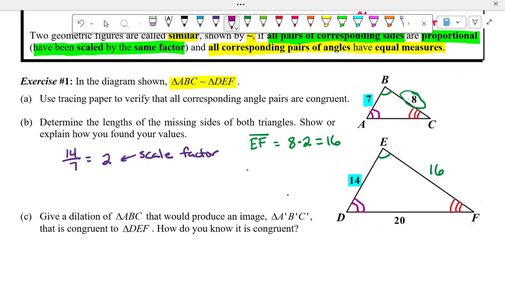How do I get AC? Someone beside who has not talked yet today. So how do I get AC? It's a similar way that we just got EF. So we don't multiply 20 by 2 because we're going from big to small. So we divide it. Good. So we're going to divide 20 by 2. That'll give us 10.